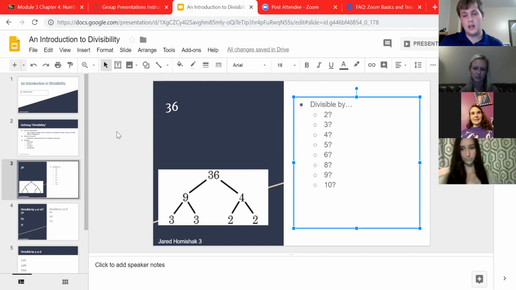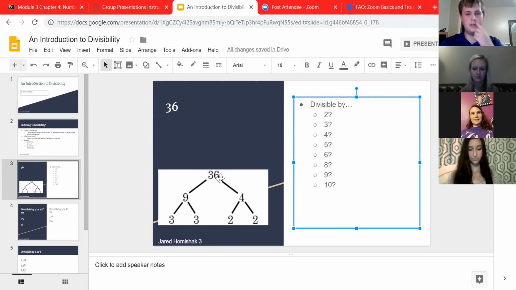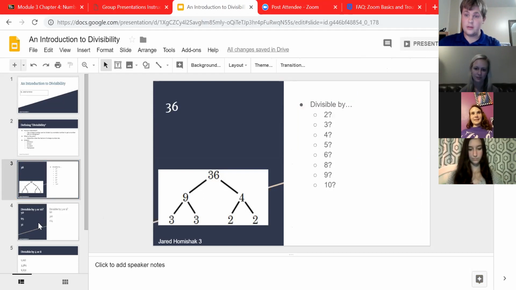And in the case of 4, well, as we see here in our tree diagram, 9 times 4 is equivalent to 36. So if we were to divide 36 by 4, we would get 9, and vice versa for 36 over 9 equals 4. Now, while you can do the division, there are some tricks that you can use to make this process go a little quicker.